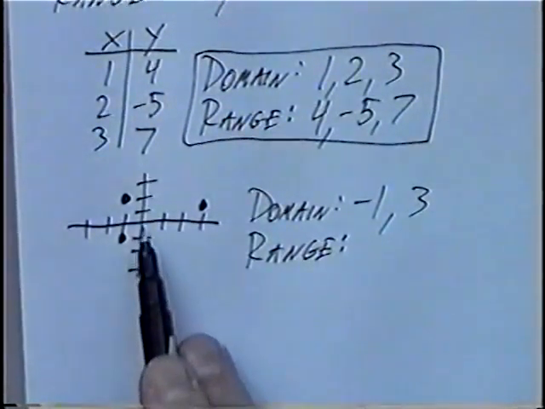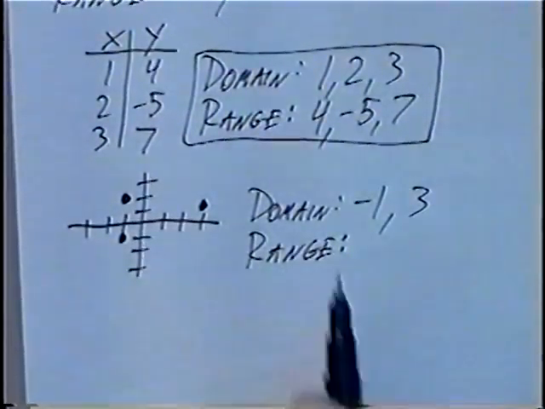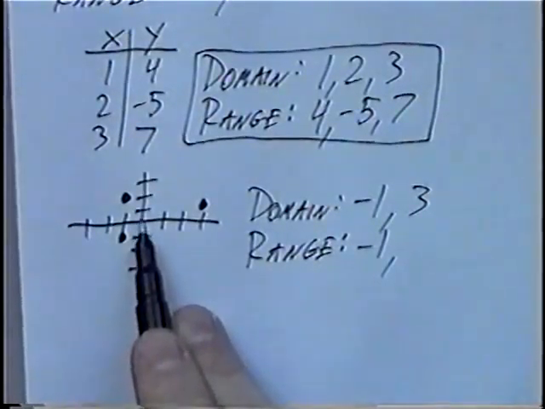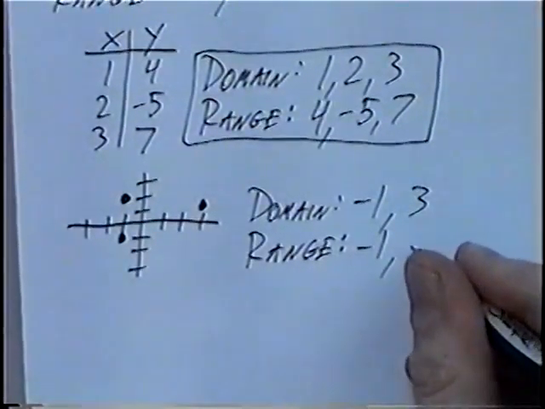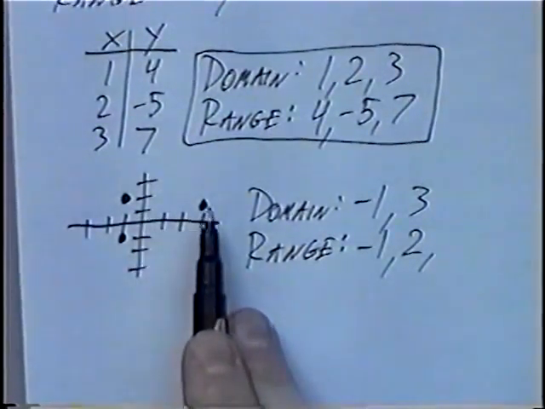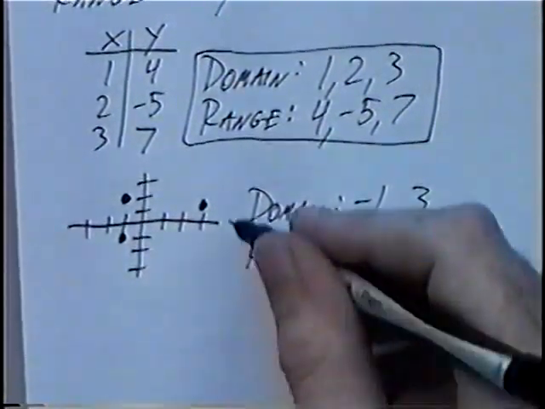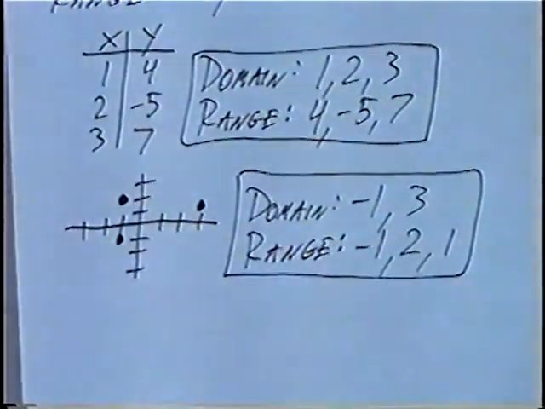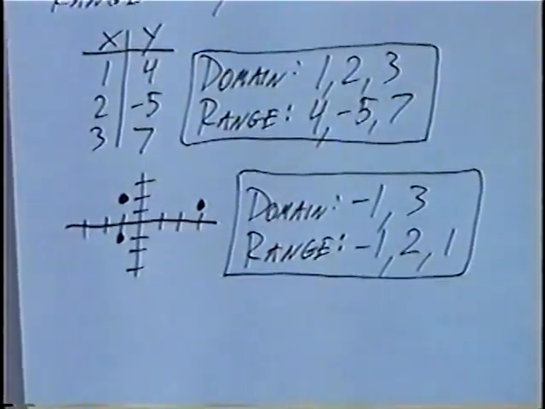Likewise the range, the first point, the y value was -1. The second point, y value was 2. And the third point, the y value was +1. So our final answers: domain is -1 and 3. The range is -1, 2, and 1.